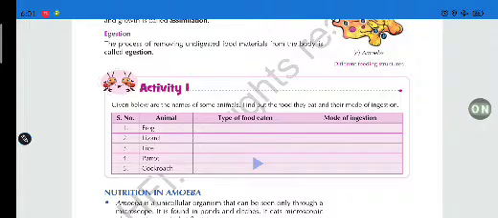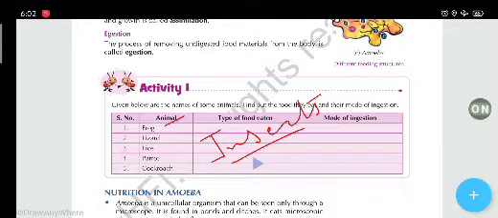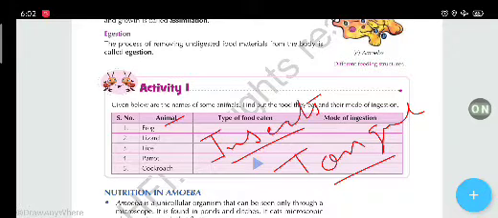In frog we can write what kind of food it eats. It eats insects. And the mode of ingestion is what? Tongue. Okay students, so in the first column you have to write insects, and in the second, mode of ingestion, you have to write tongue. So therefore you have to complete these 5 columns.